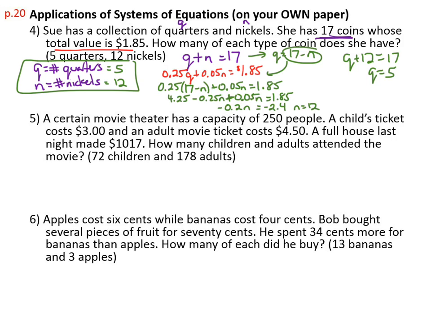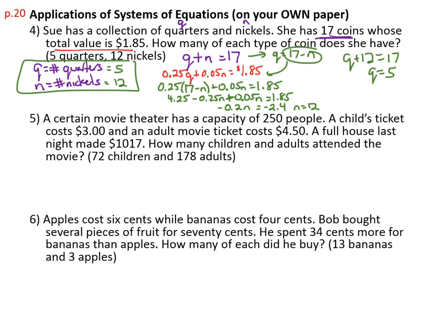Right, so our money problems don't have to relate to finding how many of each different type of coin there are. We can look at the number of tickets sold and the type of tickets. You know, you go to the movies and you can buy an adult ticket or a child's ticket. So let's look at number 5 here. A certain movie theater has a capacity of 250 people. A child's ticket costs $3, an adult movie ticket costs $450. A full house last night, maybe they went to see Star Wars, made $1,017. How many children and adults attended the movie?